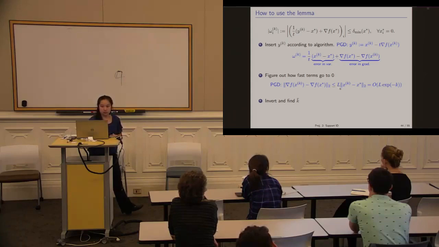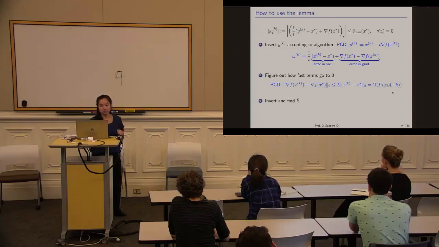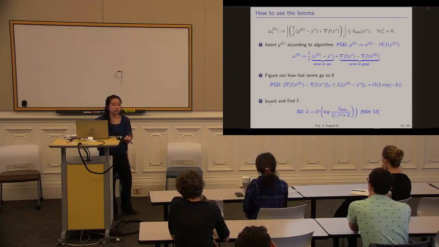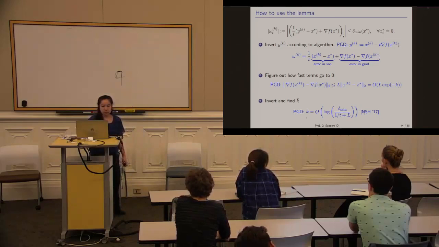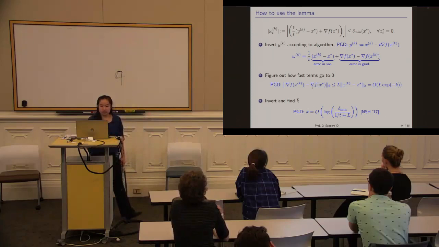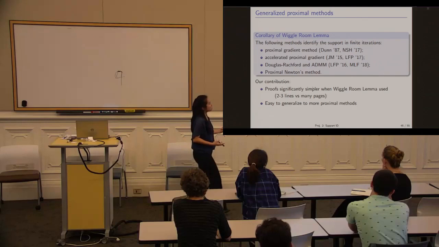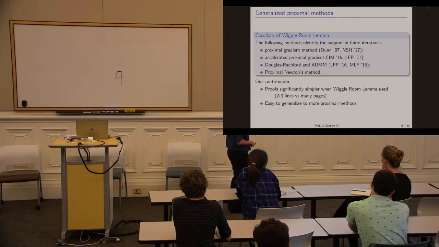For example, in projected gradient descent, we know that if f of x here is quadratic, then we have this kind of convergence rate here. We invert this to get k bar. And we see that the active set complexity, or the support identification complexity rate, is exactly log of delta min over this thing here. So here we're able to recreate one of the previous rates, but we use many fewer lines to get there, just by exploiting this wiggle room lemma. This is how it works for projected gradient descent. We can additionally use that same trick for all the other proximal gradient methods, which is really the strength of this technique. We're able to do it for accelerated proximal gradient, Douglas-Rachford ADMM, and also proximal Newton, which as far as we know hasn't previously been explored.